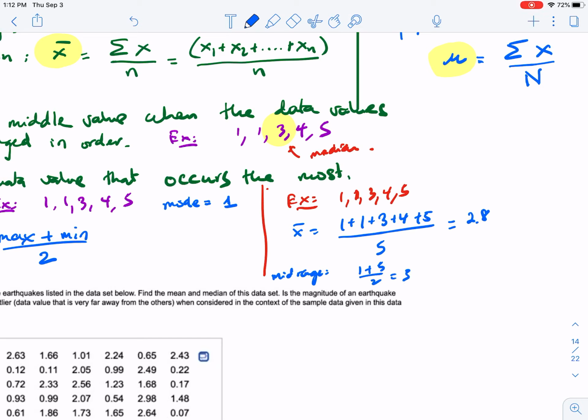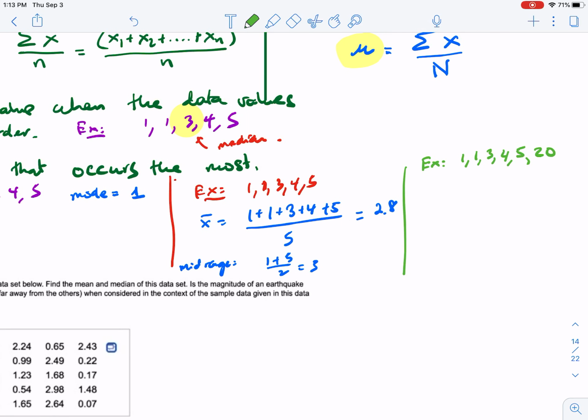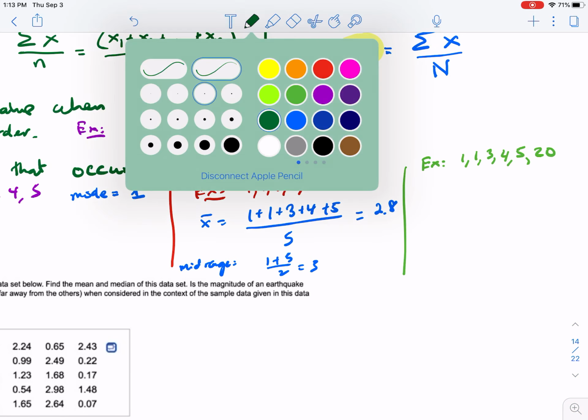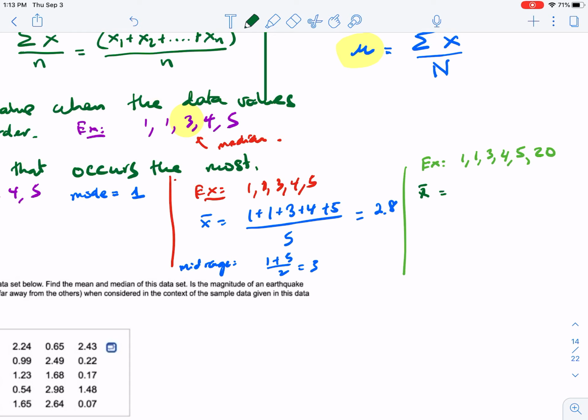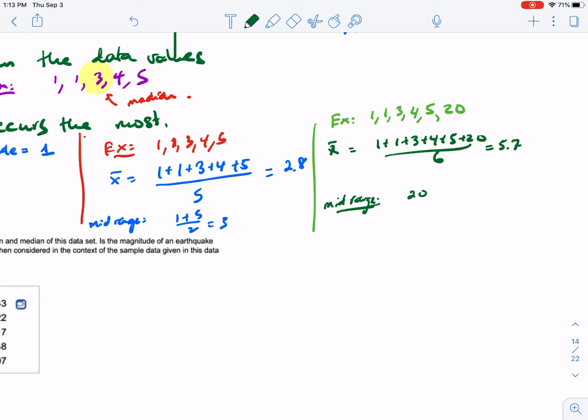Now imagine we throw in another value that is quite a bit larger than the other values in the data set. So let's say we got 1, 1, 3, 4, 5, 20, right? So 20 is a value that is a lot bigger than the rest of the values in the data set. Now the sample mean is 1 plus 1 plus 3 plus 4 plus 5 plus 20 divided by 6. We got 14 for the first five, so 34, now divided by 6. That would be 5.7. And then the mid-range is 20 plus 1 divided by 2, so that's 21 divided by 2, which is 10.5.